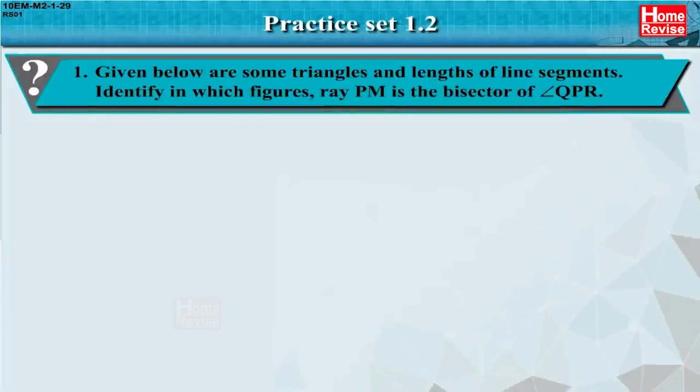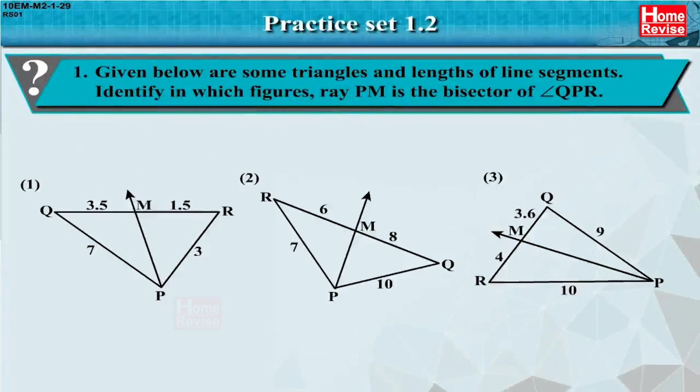Practice set 1.2. 1. Given below are some triangles and lengths of line segments. Identify in which figures ray PM is the bisector of angle QPR.